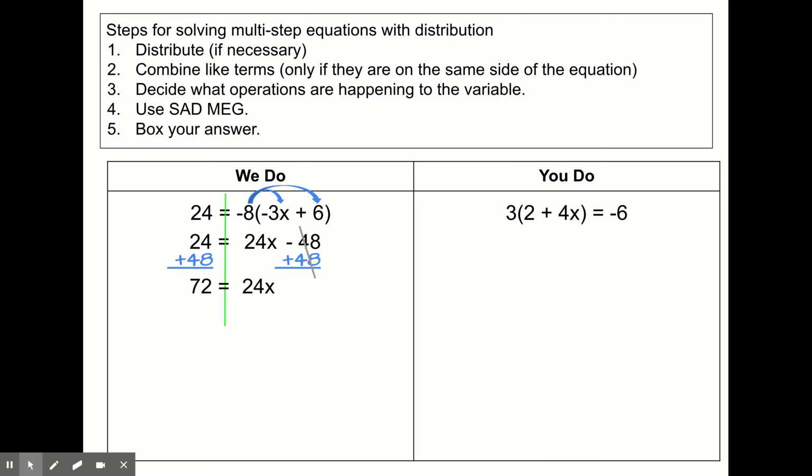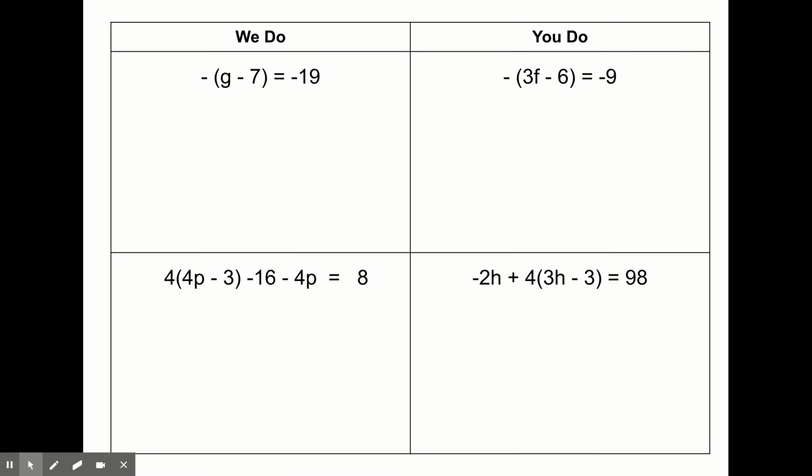Our final step here is to undo multiplying x by 24. So the opposite of multiplying is dividing. I'm going to divide the right side by 24 and the left side by 24. The right side reduces to 1x, of course. They get lazy and don't write the 1. That is just fine. And 72 divided by 24 is 3. Once again, I box my answer to make it easy to find. Let's move on to the next one.